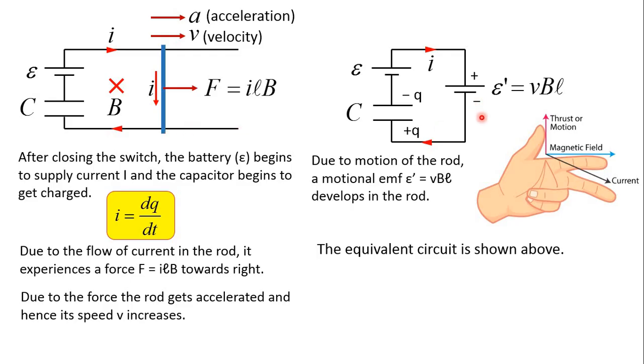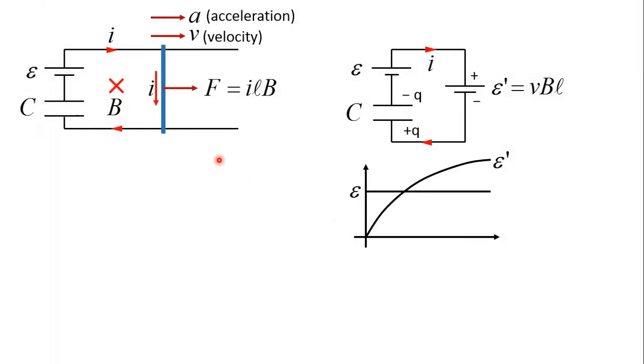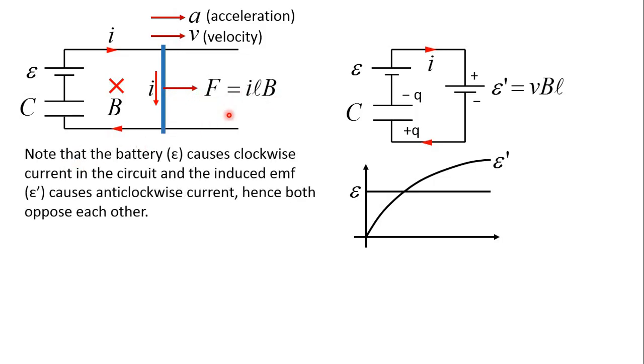Okay, let us continue to the next page now. So now what happens? Force is getting applied on the rod. So note that the battery E, which is already present in the circuit, causes clockwise current. So it is sending current in the clockwise direction. Even in this circuit also we are showing it is giving clockwise current.